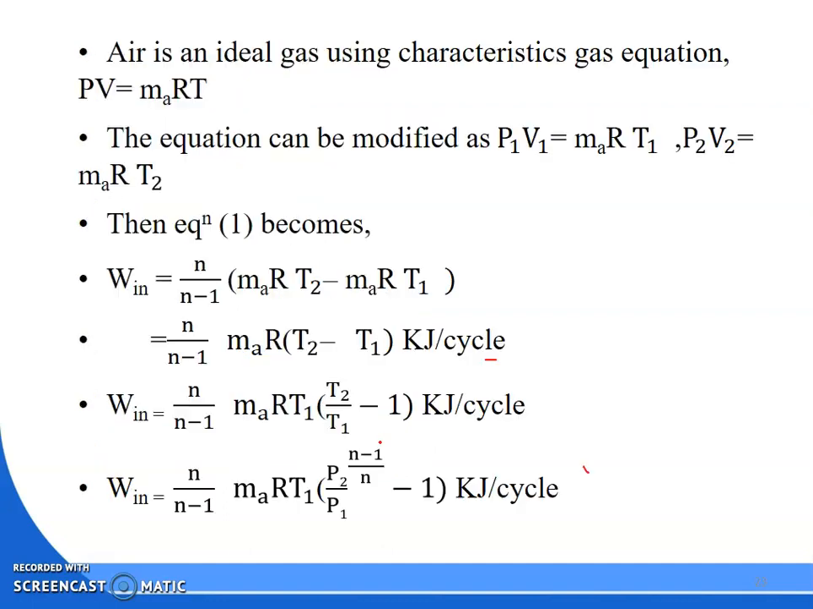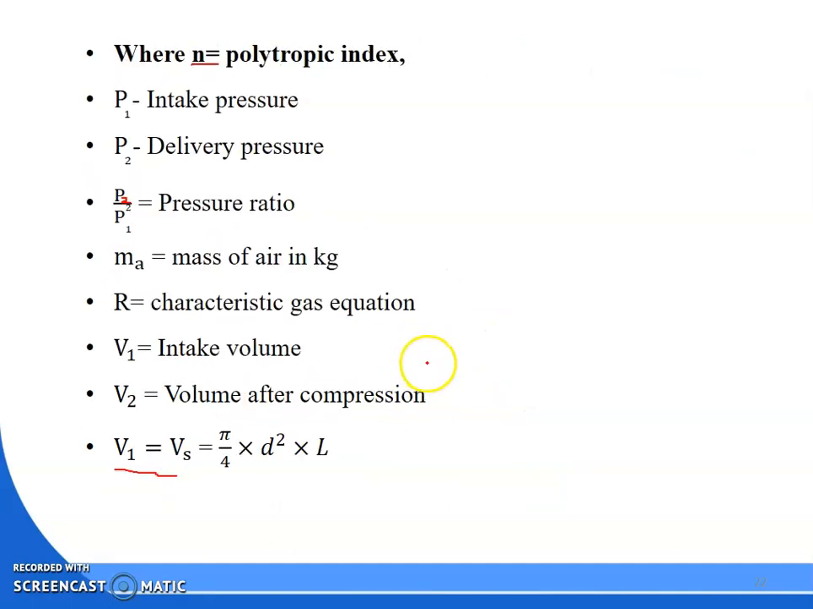So see here, what is the formula? Work input is equal to n by (n minus 1) into M R (T2 minus T1) in kilojoule per kg. Is that clear? Then what is the formula for work done, in kilojoule? In place of Ma, if I put the mass flow rate of air, M dot A, into R into (T2 minus T1), then the unit becomes kilowatt. And this will not be the work input, this will become the indicated power.